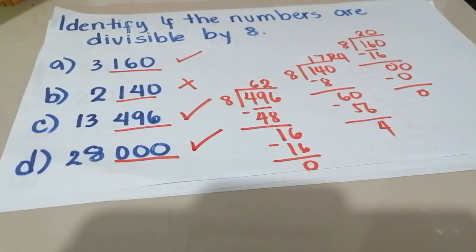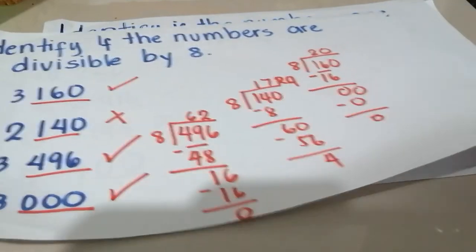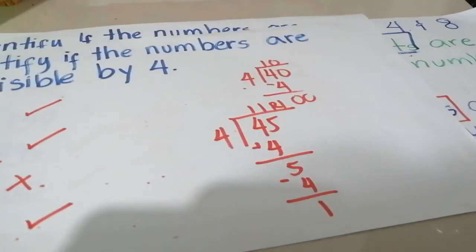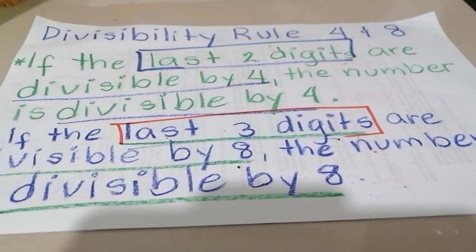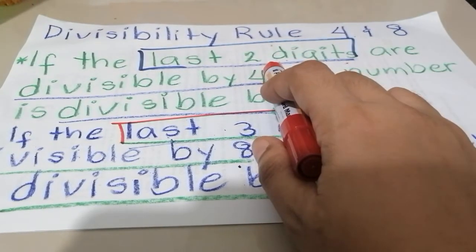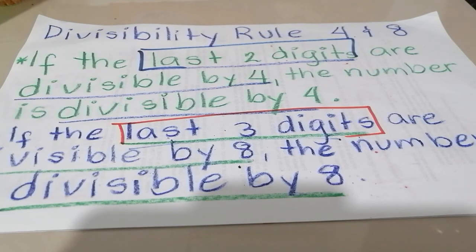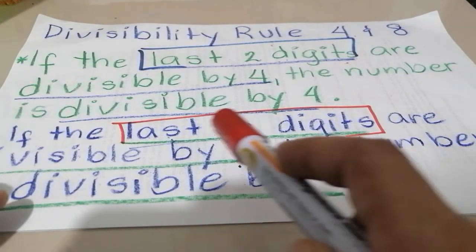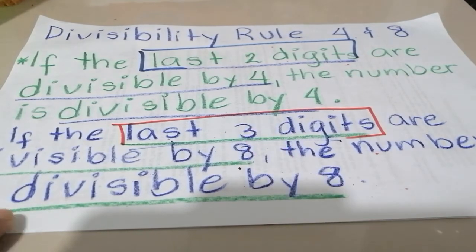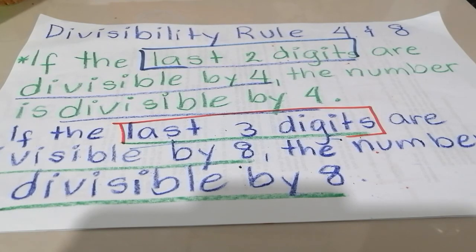Okay, so that's how we identify if a number is divisible by 8 or by 4. You just need to look at the last 2 or 3 digits of a number. So don't forget, for the divisibility rule for 4, you just need to look at the last 2 digits of the number. Pag divisible siya by 4, then meaning the number is divisible by 4. And for 8, you just have to look at the last 3 digits of the number, and if it's divisible by 8 or there's no remainder, meaning that number is divisible by 8.